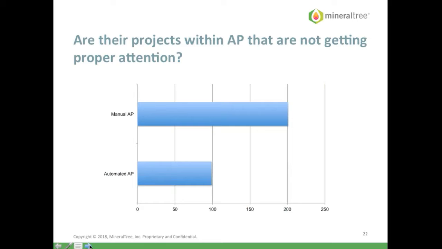Another thing, this relates right to that first graph. We've talked to lots of companies that have projects or initiatives that need to get done. But because so much time is consumed by manual accounts payable processing, reconciliation, and reporting, they're just not getting the proper attention. You can see here that those automating are saying that everything's getting proper attention. Manual AP was twice as many that said their projects were not getting the correct attention that was needed.